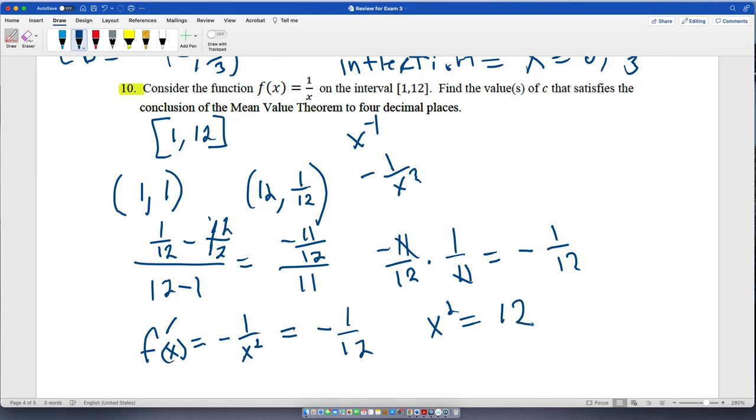Does that make sense? You could cross multiply; there are many ways you could do it. And then how do we solve for x? Just take the square root of both sides. Since we're on the interval from 1 to 12, although we get a plus or minus answer, negative square root of 12 is not in our interval. So we just get the square root of 12. In the answer key, they actually evaluate the square root of 12, because they want it to four decimal places, so they give you the decimal equivalent, not the exact answer. I'll let you do that part, but that's the correct answer.